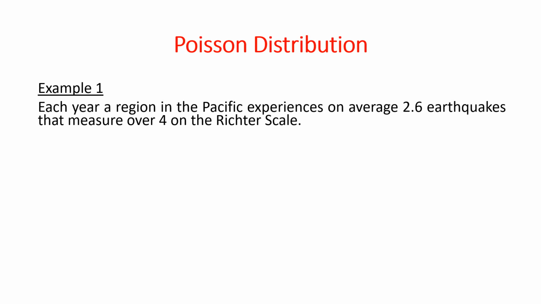All right, let's get into our example. It's the same example as the last video. It was about a region in the Pacific experiencing an average of 2.6 earthquakes each year over the Richter scale reading of 4. So we know straight away that lambda, or the expected value or mean, is 2.6 per year.